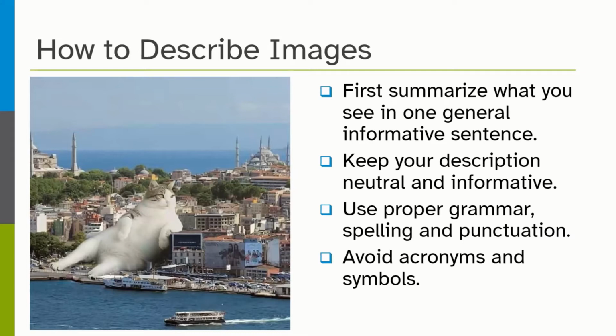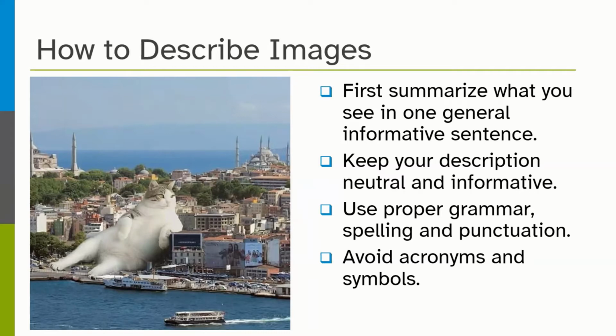So when you start approaching writing alt text, people often ask me, well, how do you start? Where do you even begin? And I try to tell people to first summarize what you see in one general informative sentence. Try to capture all that information up front. It's very helpful for someone to have a framework right at the beginning and then build your details, work from general to specific. It helps in information retention and getting something from working memory to long-term memory.